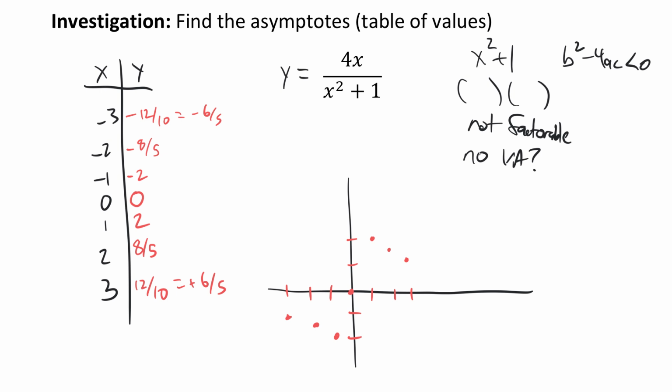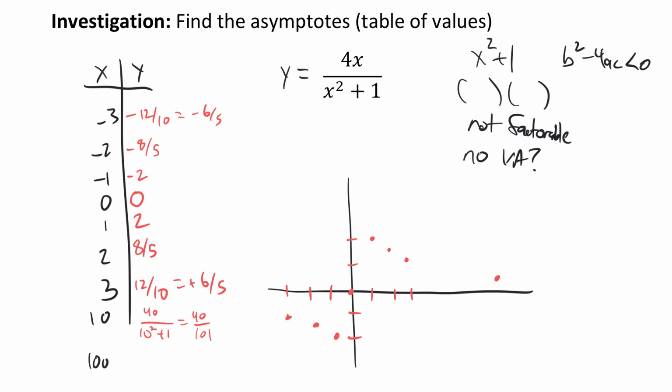But let's go ahead and pick maybe a really big value for x. We could pick maybe 10. So if you pick 10, you would get 4 times 10, which is 40, over 10 squared plus 1. So that's 40/101. Okay, so I guess that's going to be less than 1. Maybe that's kind of over here.